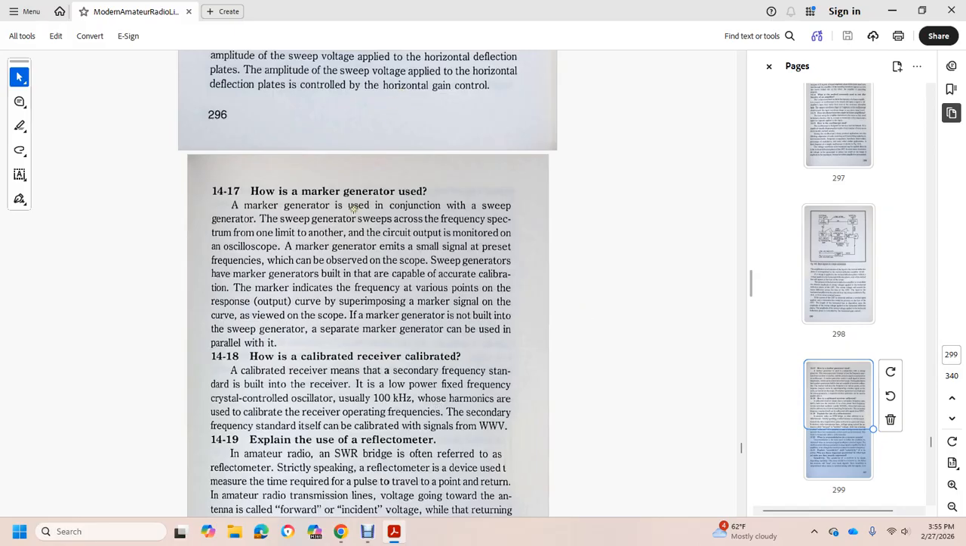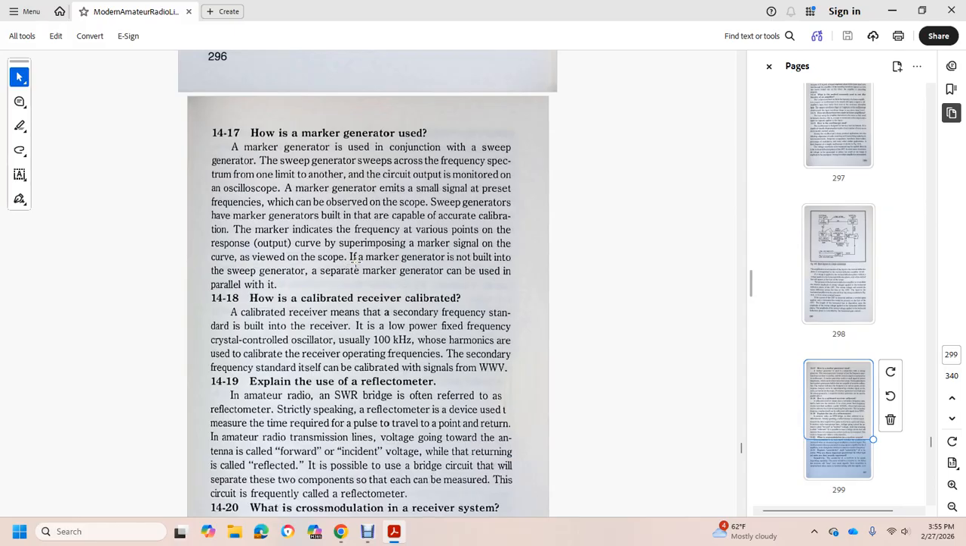Explain the use of the reflectometer by the amateur, also known as the SWR bridge. Strictly speaking, a reflectometer is a device used to measure the voltage on a radio transmission line. The amplitude of the voltage going toward the antenna is called the forward or incident voltage, while the returning voltage is called the reflected voltage.